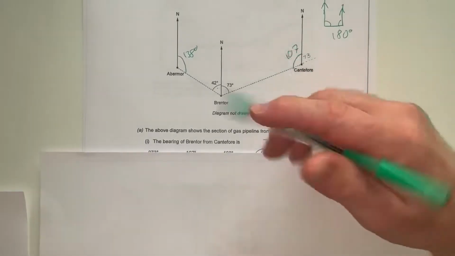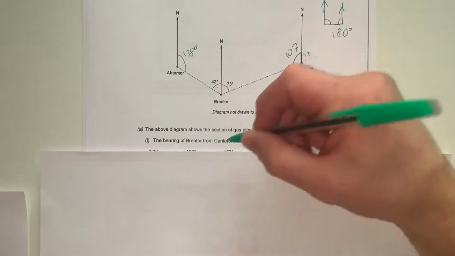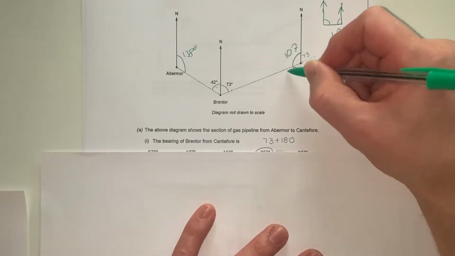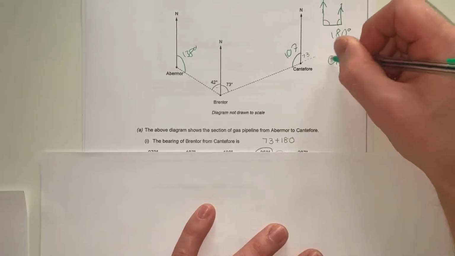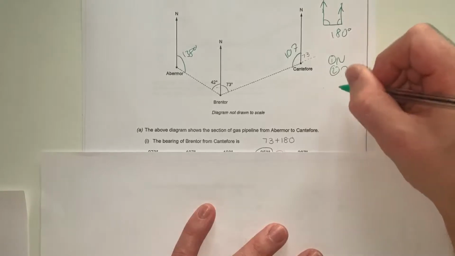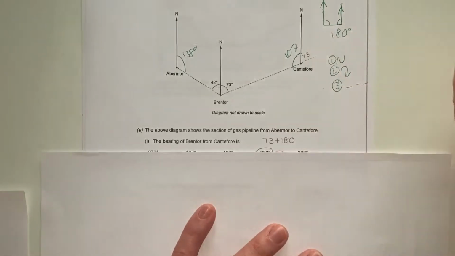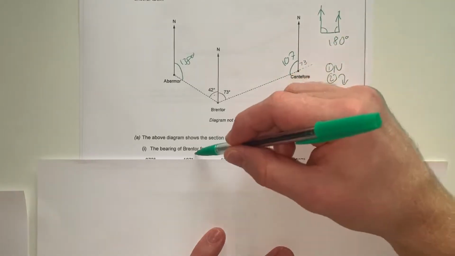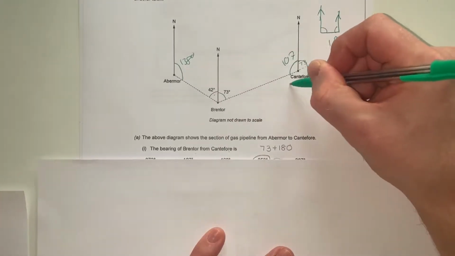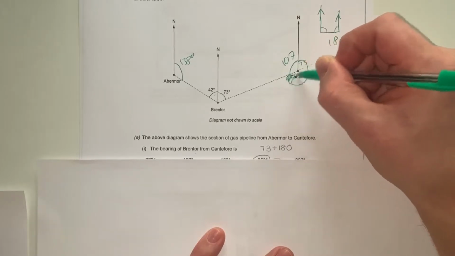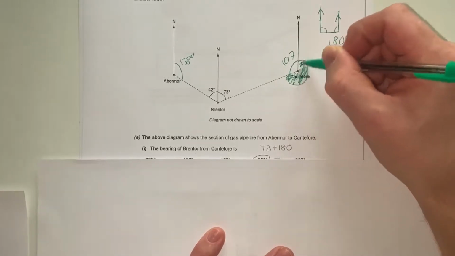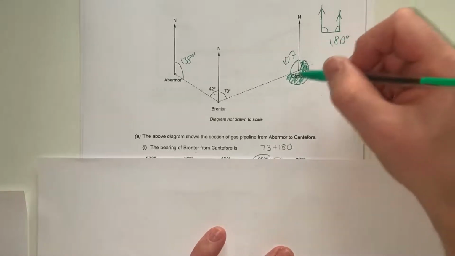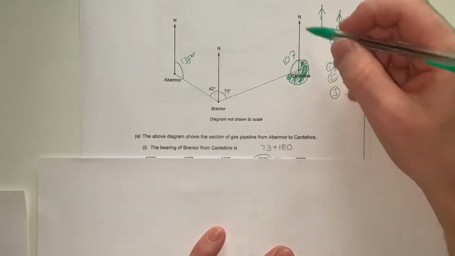The bearing of Brentor from Canterville. So we're going from Canterville, and we know we need to measure all of this. Now remember, 3 things for bearings: north, clockwise direction, got to be 3 figures in the answer. So if we're going from here to here, we actually need all of this. There's a couple of different ways you can do it, but I know all of this must add to 360. Okay, so all I would do is 180 take away 107.